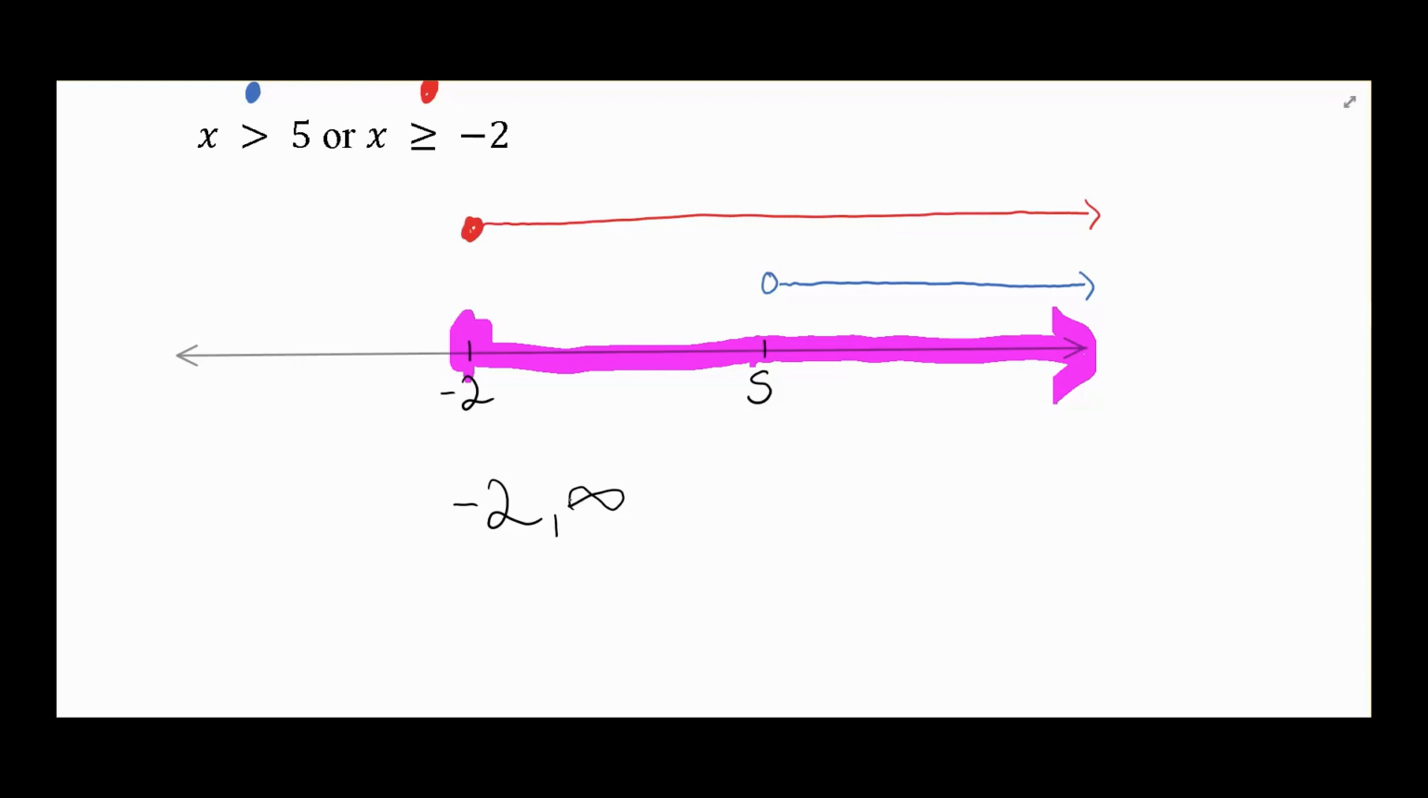Now, as far as the symbols we want to use, we need a bracket on the -2 to say that this point's included. And we need a parenthesis on the infinity because infinity is never included. And this is our final answer in interval notation.